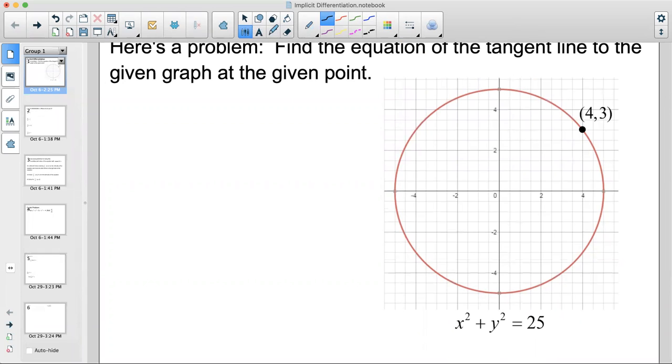The equation for a circle is something like that right there. x squared plus y squared equals 25.